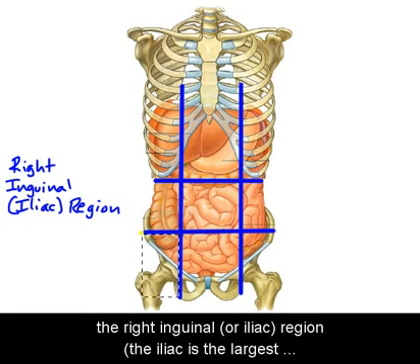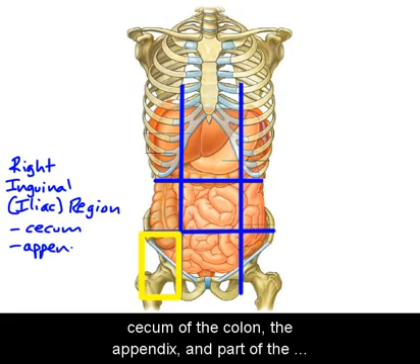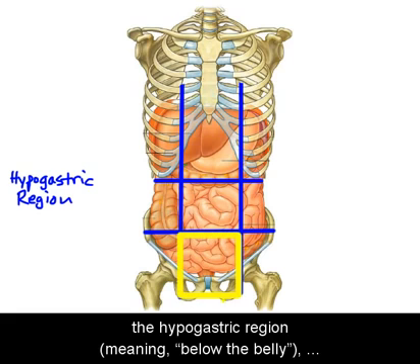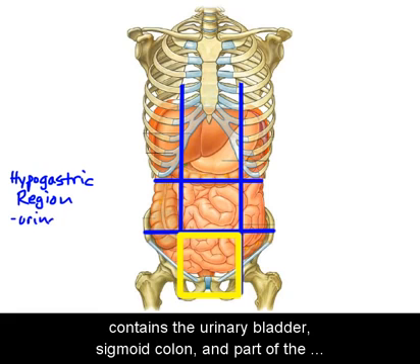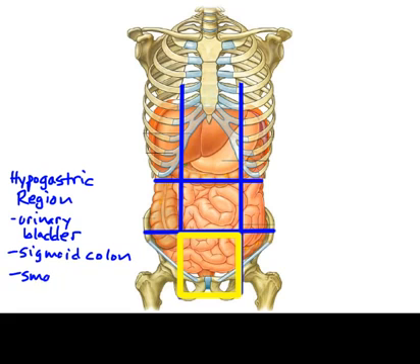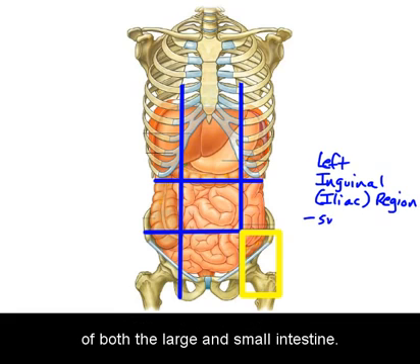The right inguinal, or iliac region. Iliac is the largest part of the hip bone. This region contains the bottom of the cecum of the colon, the appendix, and part of the small intestine. The hypogastric region, meaning below the belly, located at the bottom of the middle column, which contains the urinary bladder, sigmoid colon, and part of the small intestine. And the left inguinal or iliac region contains parts of both the large and small intestine.